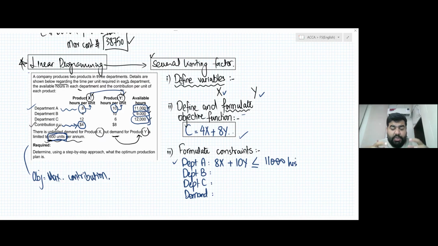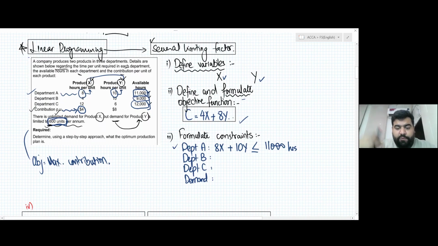Less than or equal to means that when the products X and Y are processed and produced through department A, the only available hours in that department are 11,000. So we can utilize the complete 11,000 or less, not more, because we don't have more. So that's why we have to make the formula.